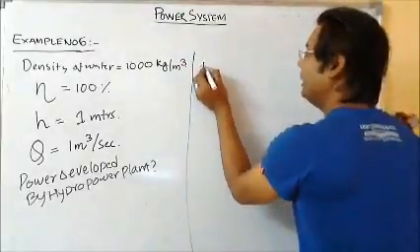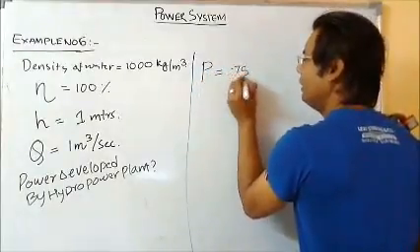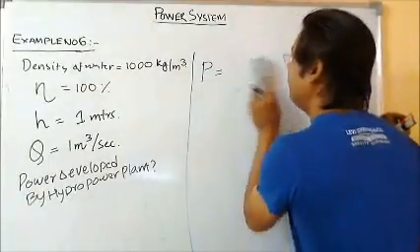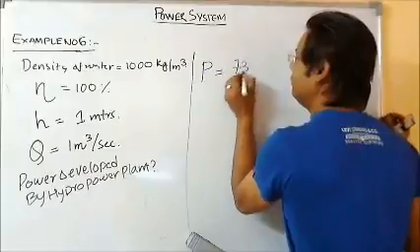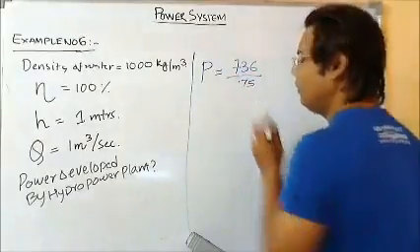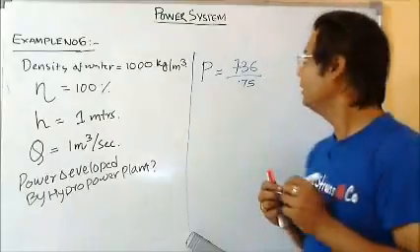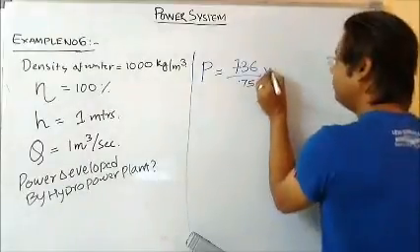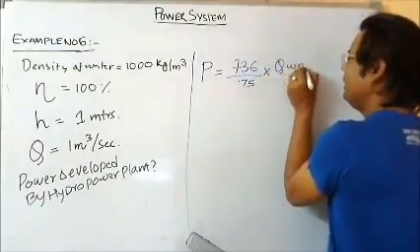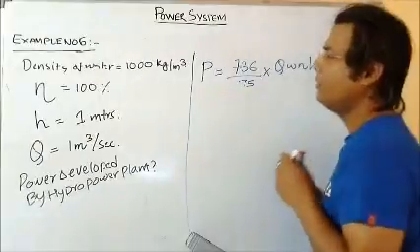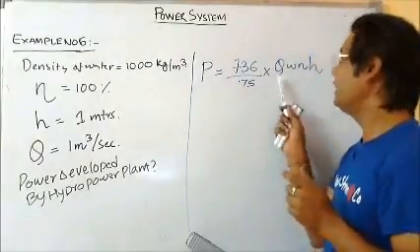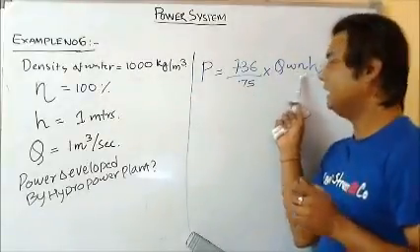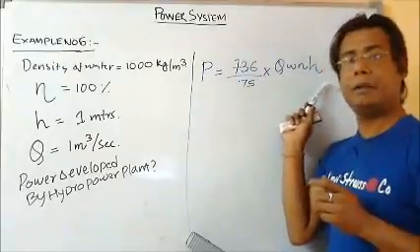The power developed by a hydropower plant is equal to 0.736 divided by 75 multiplied by Q, W, H, and the efficiency. Q is the discharge here, 1 meter cube per second. W is the density of the water, that is 1000. The efficiency is given as 100%, and H is given as 1 meter.